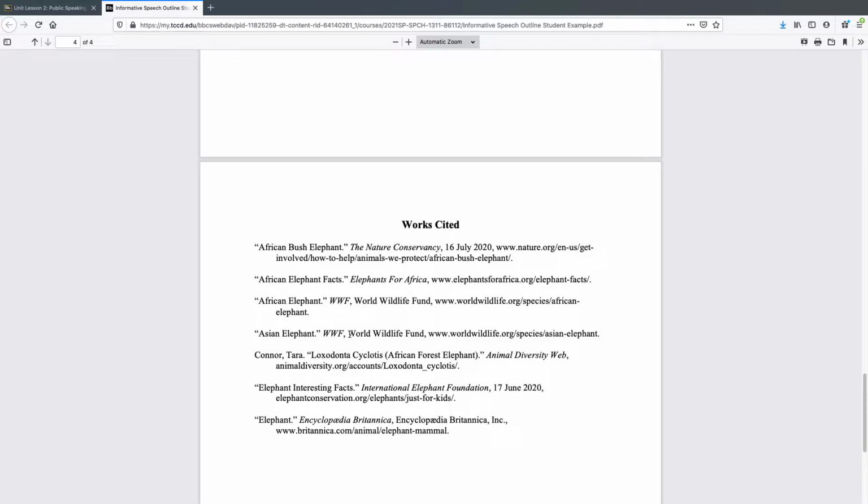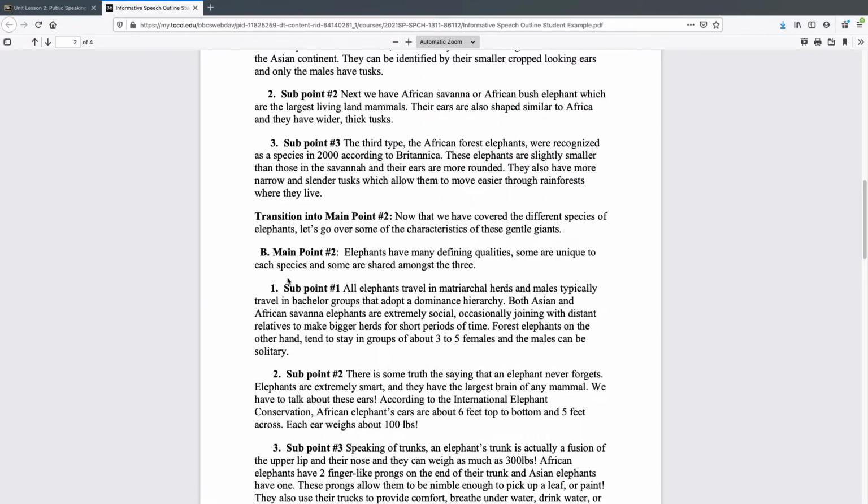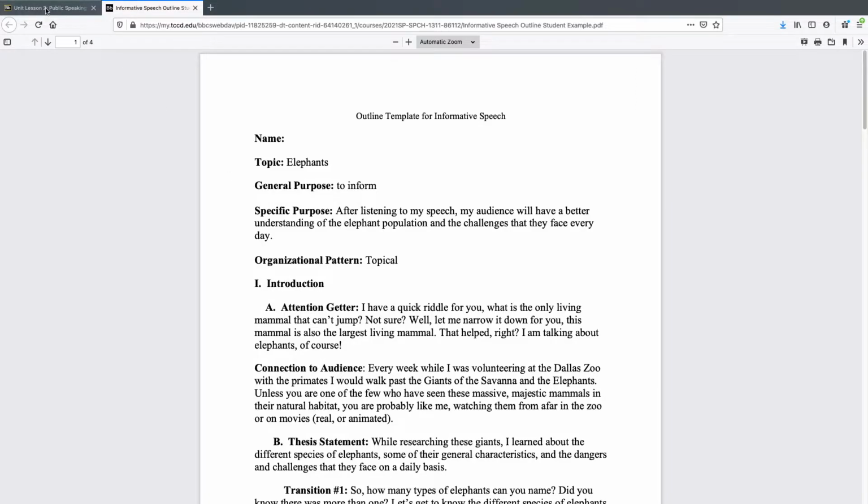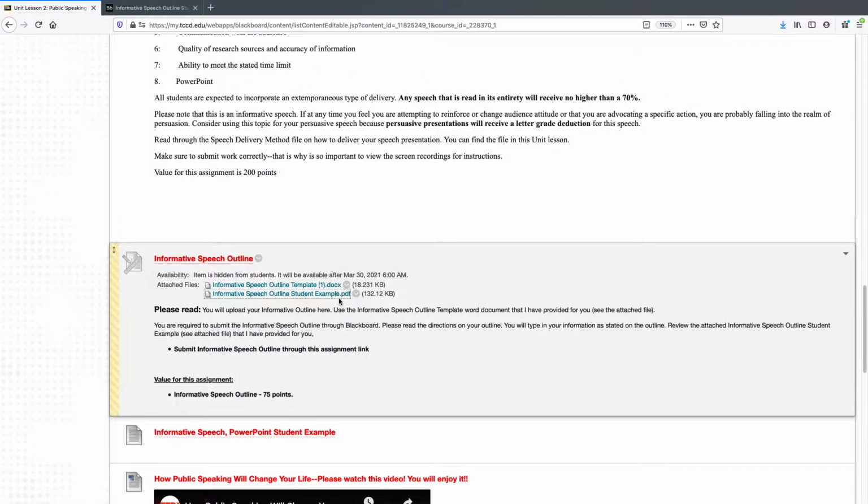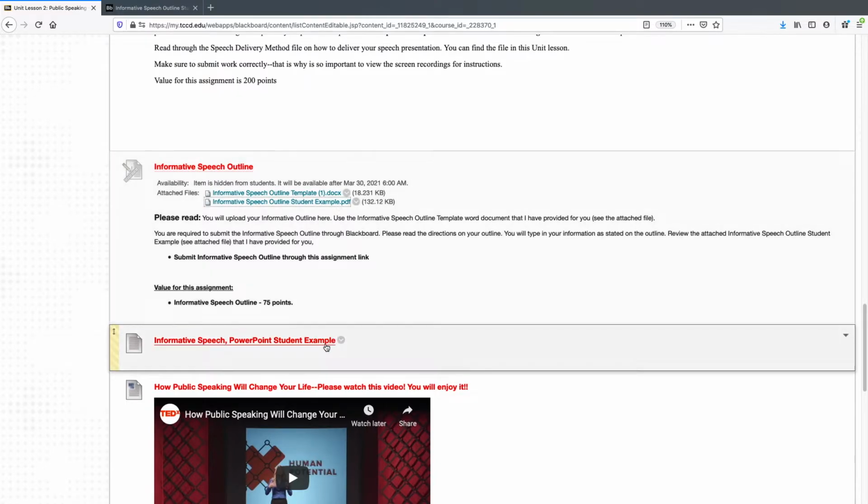Again, you could use APA or MLA format. You're required at least 3 sources. This student used more than that, and that's fine. Make sure just 3 main points. So let's go back here. Oh, let me show you this.